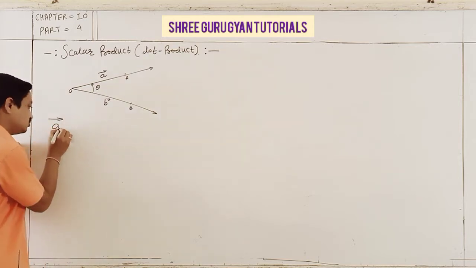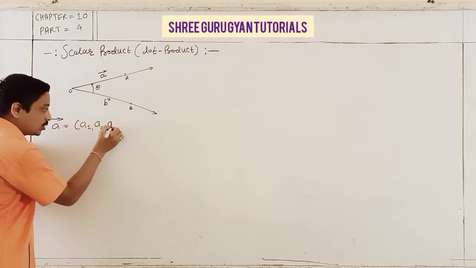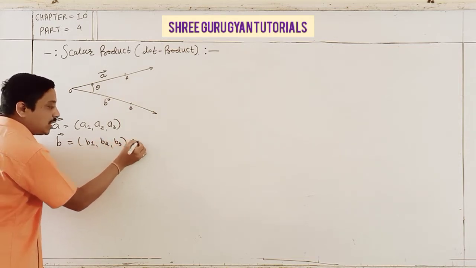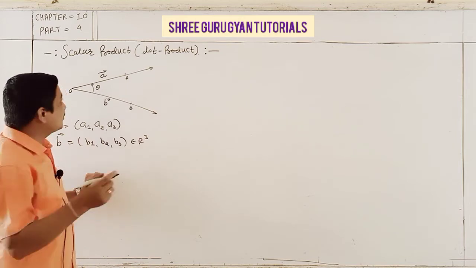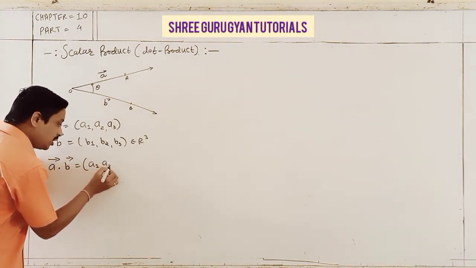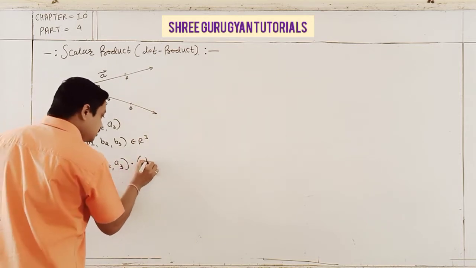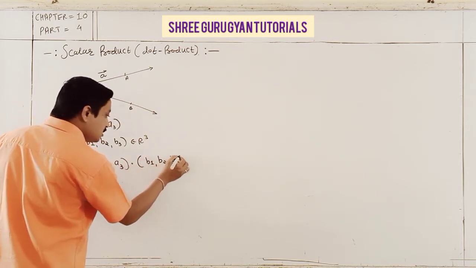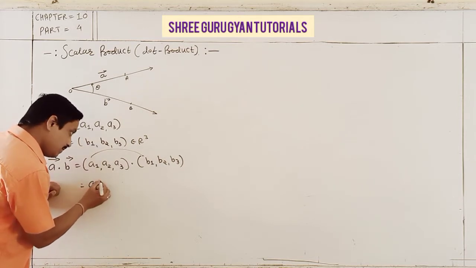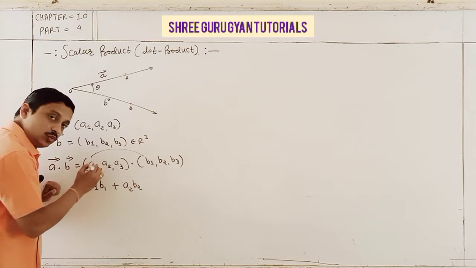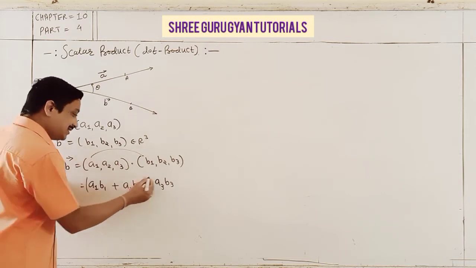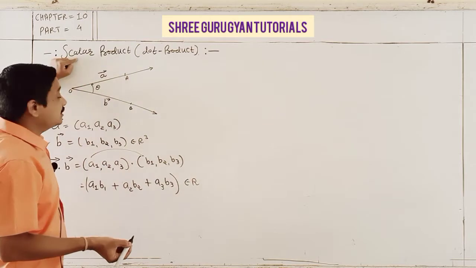So you have to assume A1, A2, A3 and B1, B2, B3 belong to R cube. Yes, two vectors. Now I am going to the scalar product, which is A dot B. Very easy. A1, A2, A3 dot B1, B2, B3. So this dot product means: multiply the first element with the first element, A1 B1, plus A2 B2 plus A3 B3. And this answer always belongs to R. Yes, this always belongs to R. That is called our scalar product.